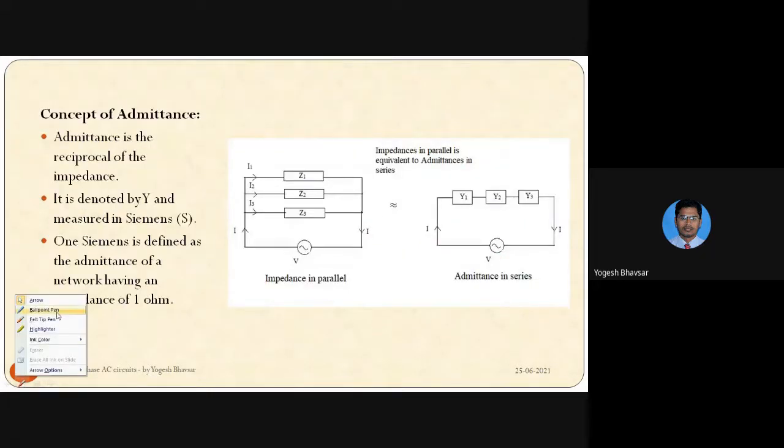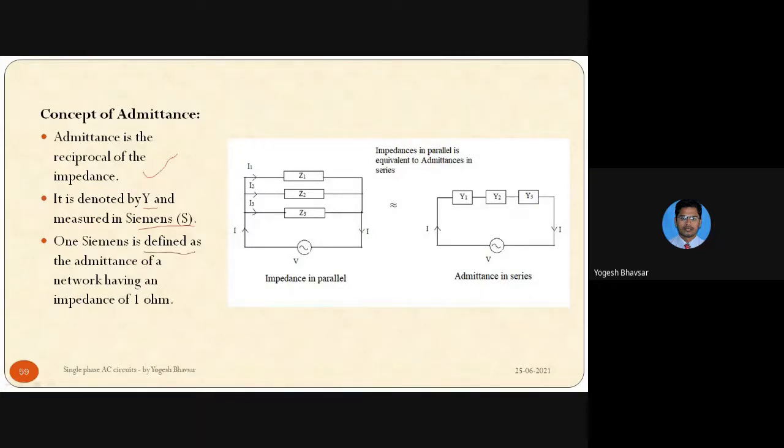Then the concept of admittance. Admittance is the reciprocal of impedance. So very simple, admittance is the opposite of impedance. It is denoted by Y and measured in Siemens. It is like a conductance, right? Impedance is opposition to the flow of current, so admittance is the ease of flow of current. So its unit is like a conductance. You know, the unit of conductance is Siemens, so here the unit of admittance is also Siemens. It is denoted by capital Y and measured in Siemens.